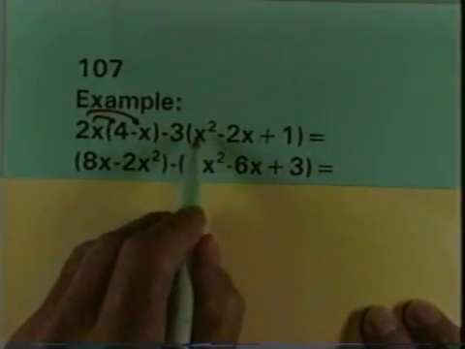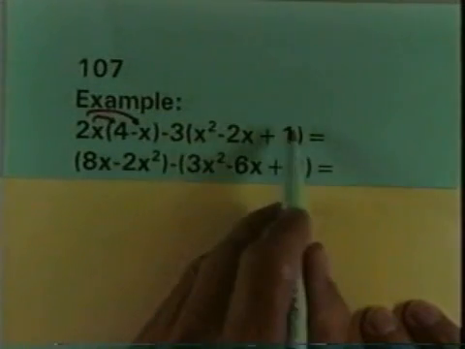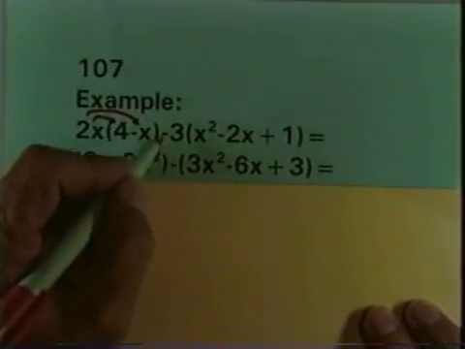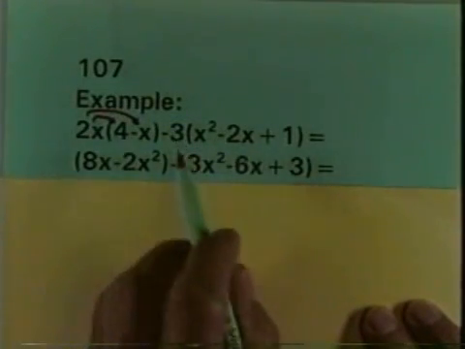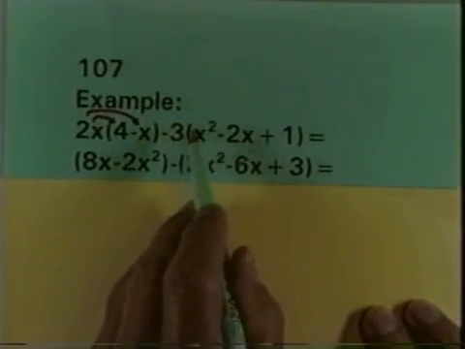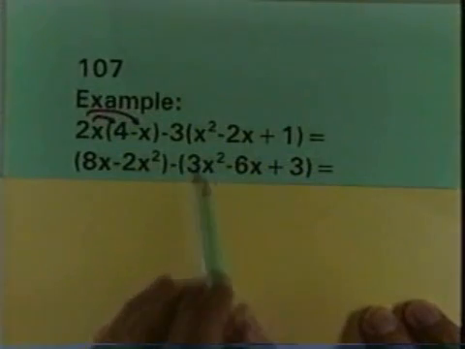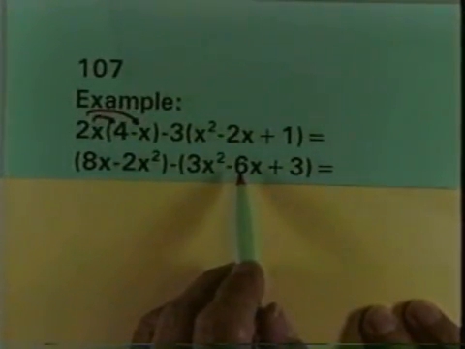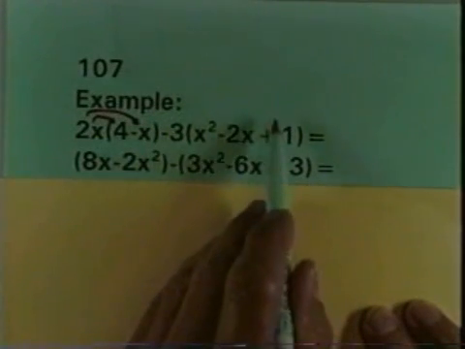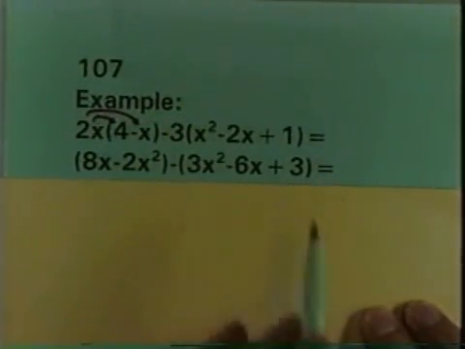Now I'm distributing the 3. Now I'm just multiplying by a positive 3. I bring the negative down. I'm only multiplying by the positive 3. A positive 3 times x squared is 3x squared. A positive 3 times a negative 2x is a negative 6x. A positive 3 times a positive 1 is a positive 3.